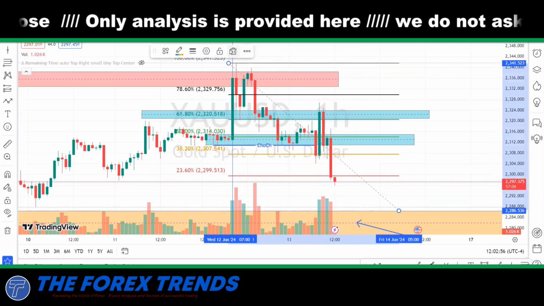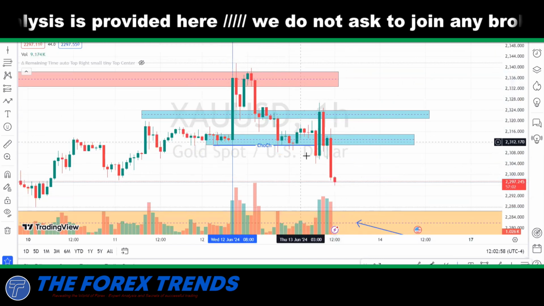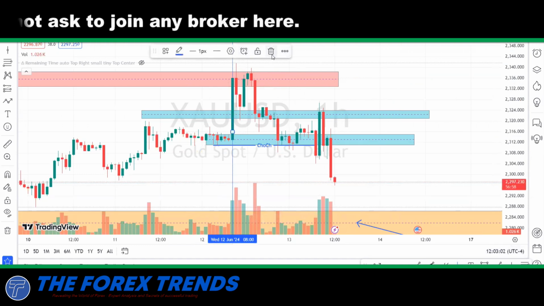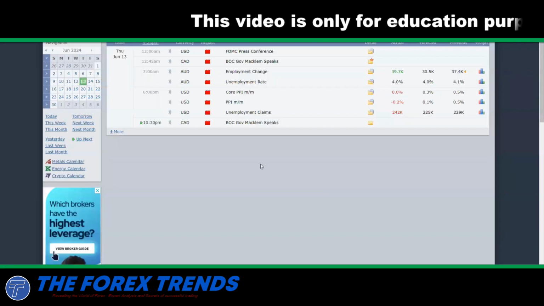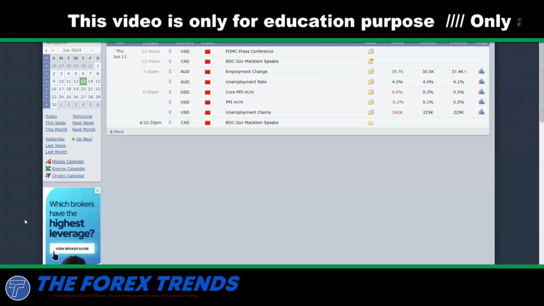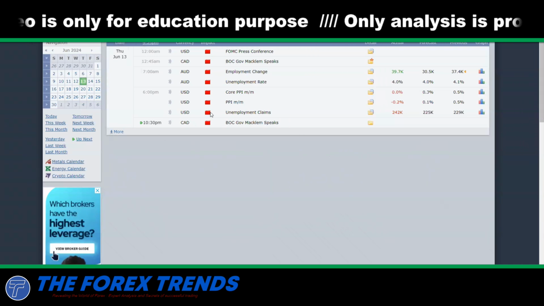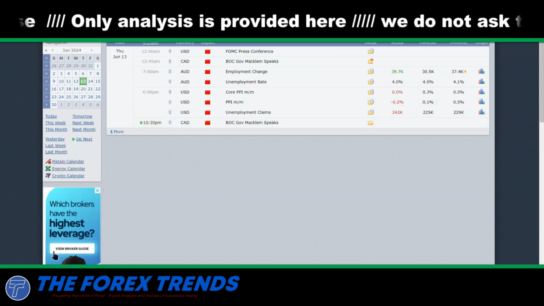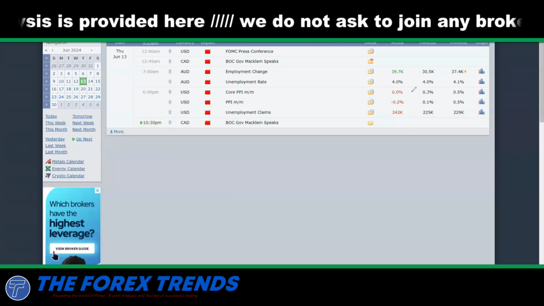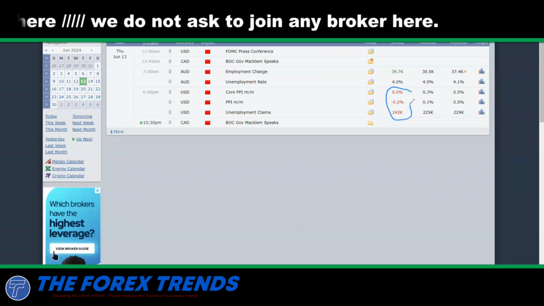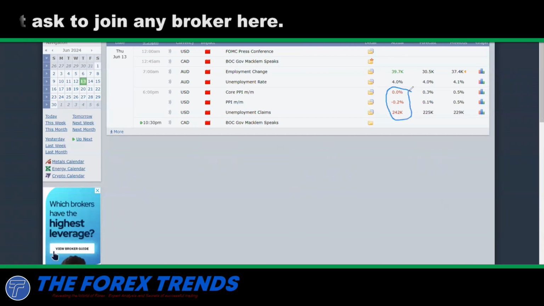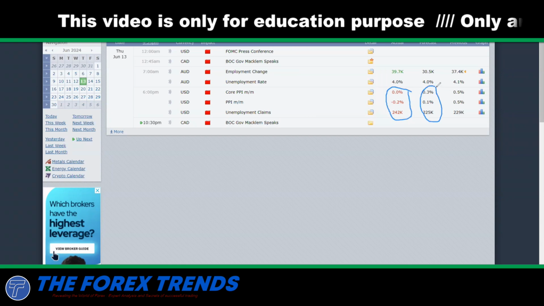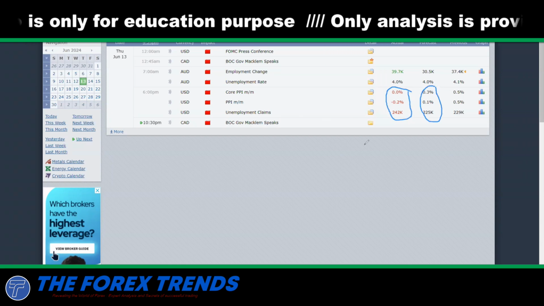Let's have a look at the economic calendar for news and the impact of the news. This is the economic calendar. As we know, we have big news, that is PPI. It is also pertaining to the inflation data, and the actual data was less than the forecast. That means the inflation of the US is cooling down.